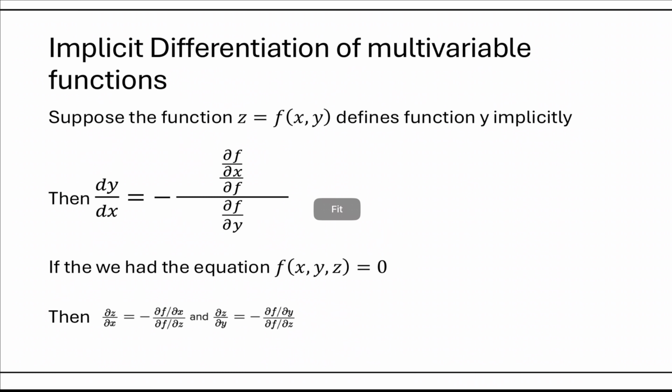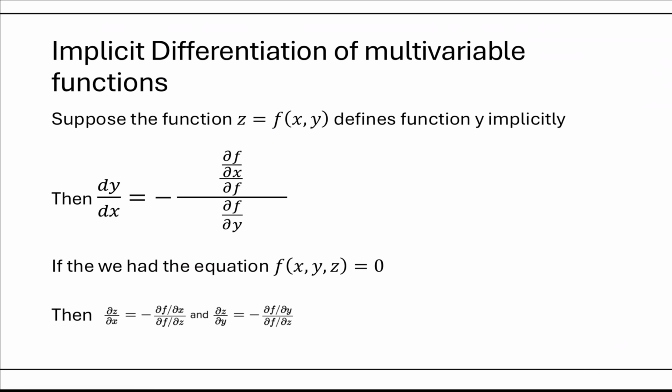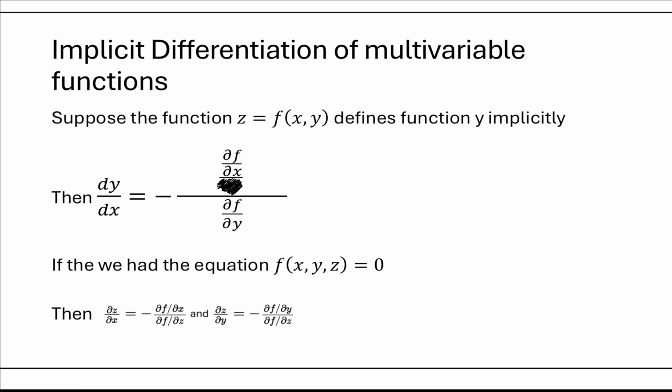So suppose that we had a function z equal to a function of x and y. If we were going to find dy by dx of this function, what we would have to do is take the partial derivative of this function with respect to x, divided by the partial derivative of this function with respect to y, and then add a negative sign. This is our formula for finding the derivative of an implicit function.